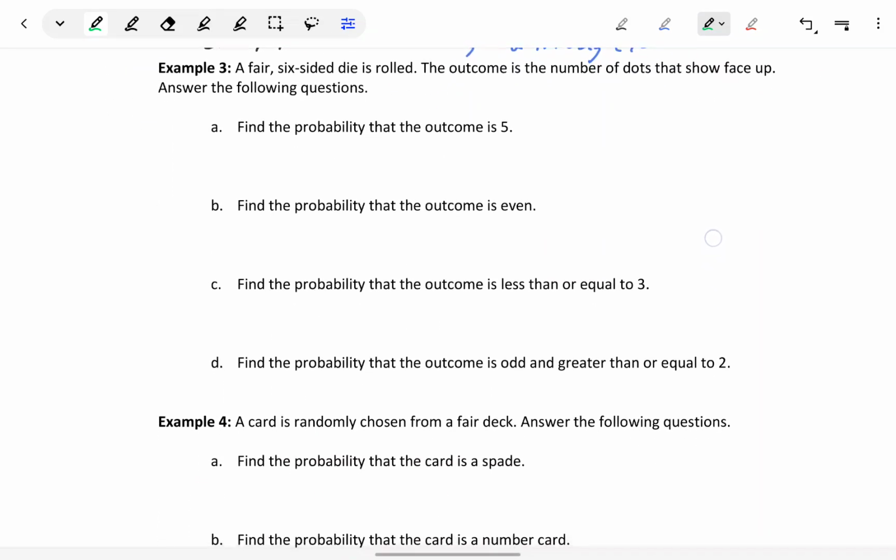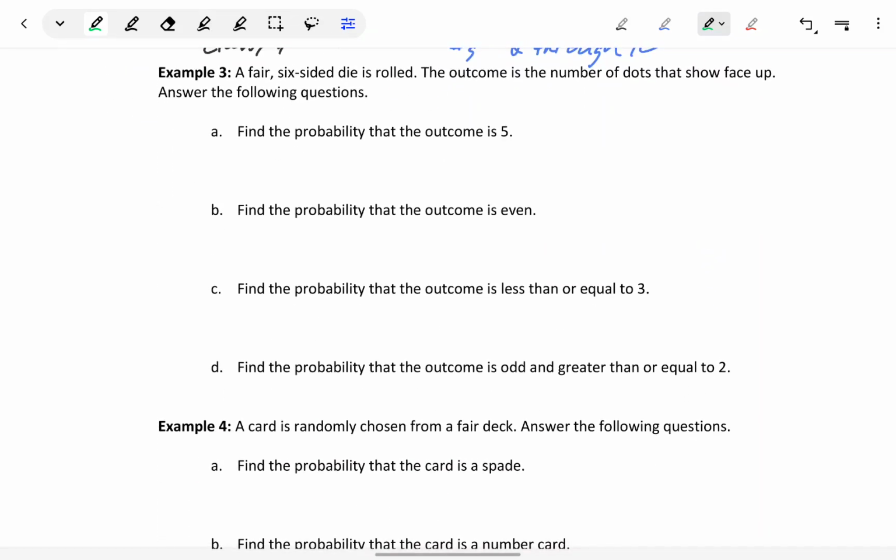In example 3, we're told that a fair 6-sided die is rolled. The outcome is the number of dots that show face up, and we want to answer the following questions. Find the probability that the outcome is 5. What we can do to get started is construct the sample space, which would be all of the whole numbers from 1 to 6, since we have 6 sides to our die. And that can help with identifying how many outcomes total we have and how many meet this condition for success.